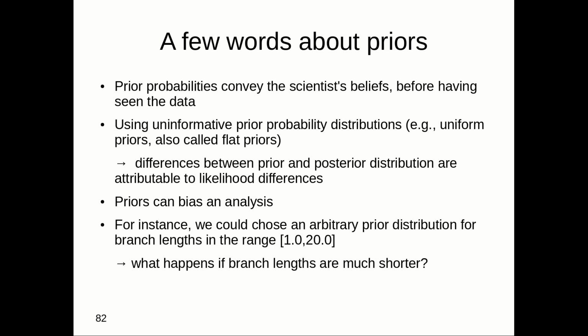And evidently, if you choose a prior incorrectly, it can bias an analysis. For instance, we could do something very stupid and choose an arbitrary prior distribution for branch lengths and say that they must be in the range 1.0 to 20. Typically, branch lengths in phylogenetic analyses for most data sets are much shorter. And so the question is, what happens if branch lengths are much shorter, right? So this shows you how you can easily bias an MCMC inference by choosing incorrect priors, so you will basically just get trees that have far too long branch lengths.